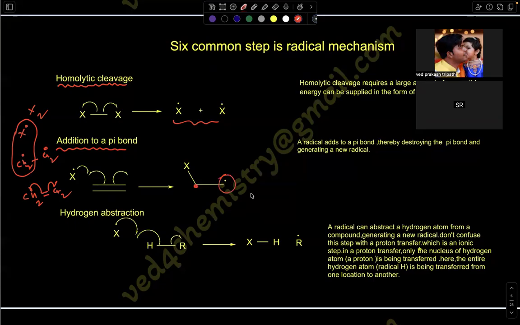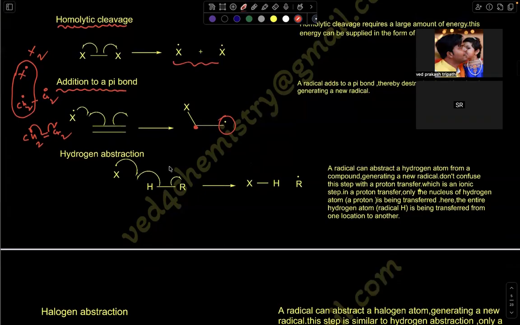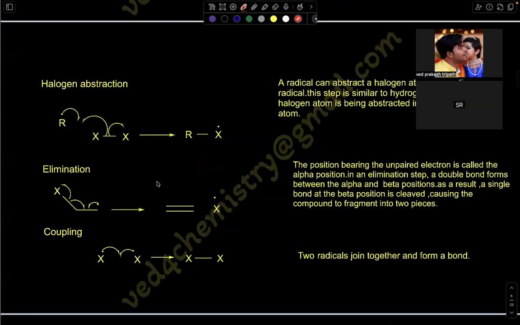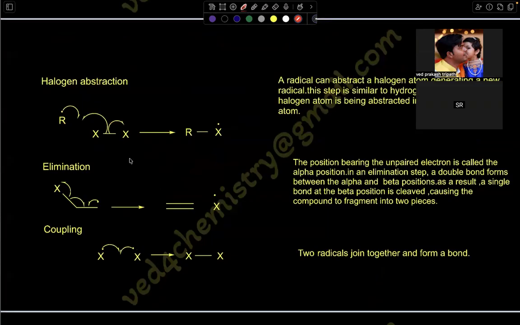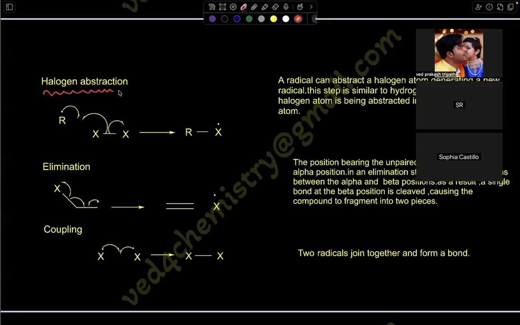Make sense? The third step is called hydrogen abstraction. It means halogen is going to abstract the hydrogen from hydrocarbon. So this hydrogen, we have a radical over here and X has a radical. So X would grab this H and R has a radical here. So this is called hydrogen abstraction. And the next is halogen abstraction. Halogen abstraction means R is going to abstract this X. So it would be RX plus X radical still.